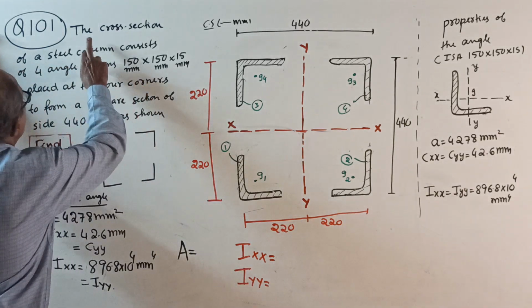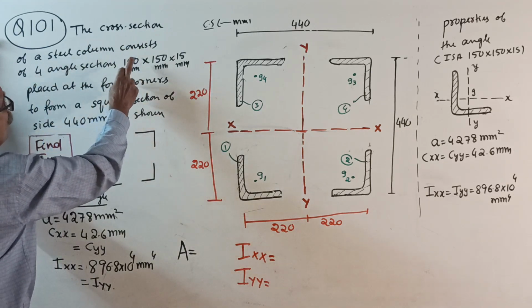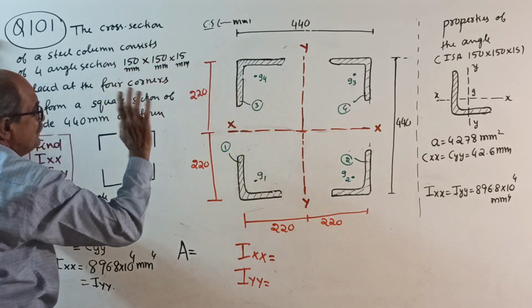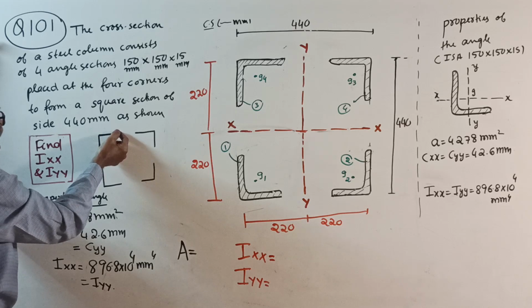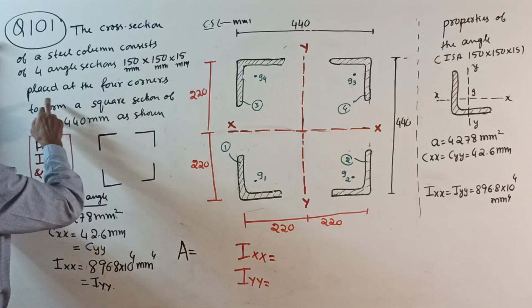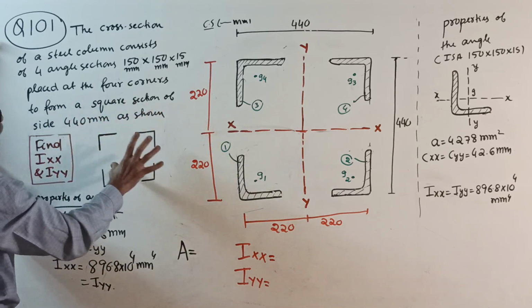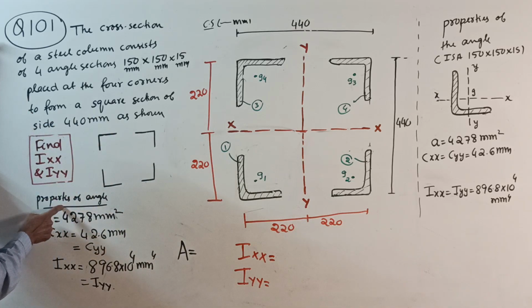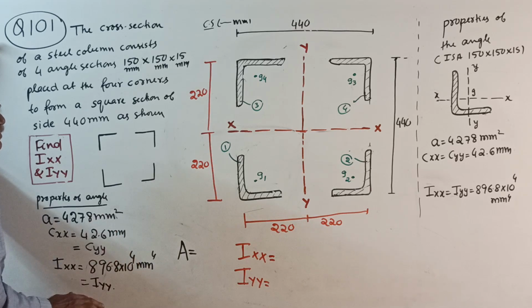The cross section of a steel column consists of 4 angle sections, 150 by 150 by 15. See, 150 by 150 by 15 means 150, 150, thickness is 15, in a line diagram. Placed at the 4 corners to form a square section of side 440 mm. Okay, this is the question. Find Ixx, Iyy. In the question, the given properties are area, Cxx and Ixx, Cyy, Iyy are equal. Okay, I will explain that one.